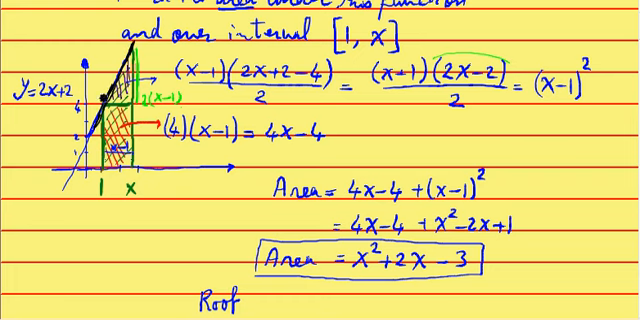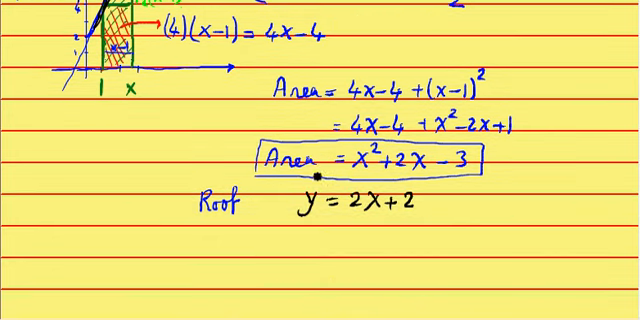This is limiting the region. Well, the equation of the roof is y equals 2x plus 2. Now look at these two closely. Look at this formula and this formula. Are they connected to each other in any way?